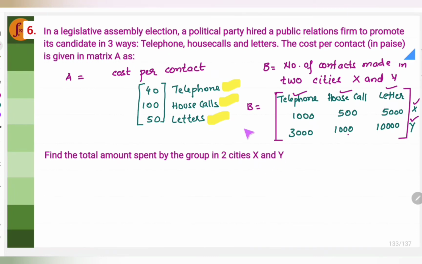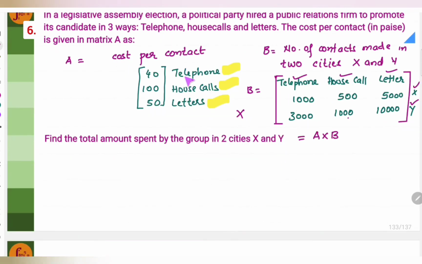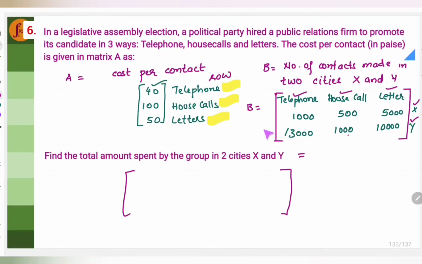That means you'll have to multiply these two matrices. So see one thing here, notice telephone, house calls and letters are in row format and here it is in the column format. So always if one kind of parameter is in row format, in the other matrix it should be in the column format. Now let's multiply these two matrices to get the total amount spent by the group in cities X and Y.